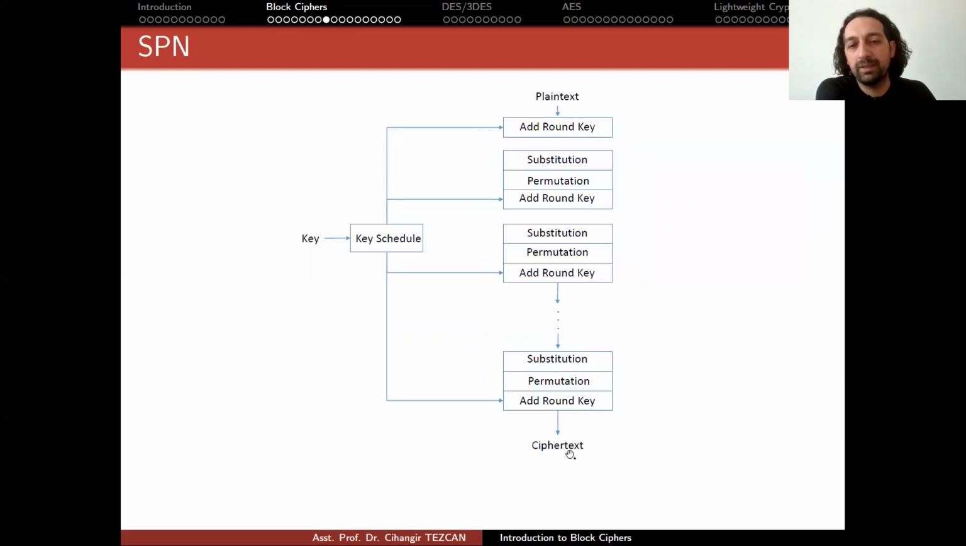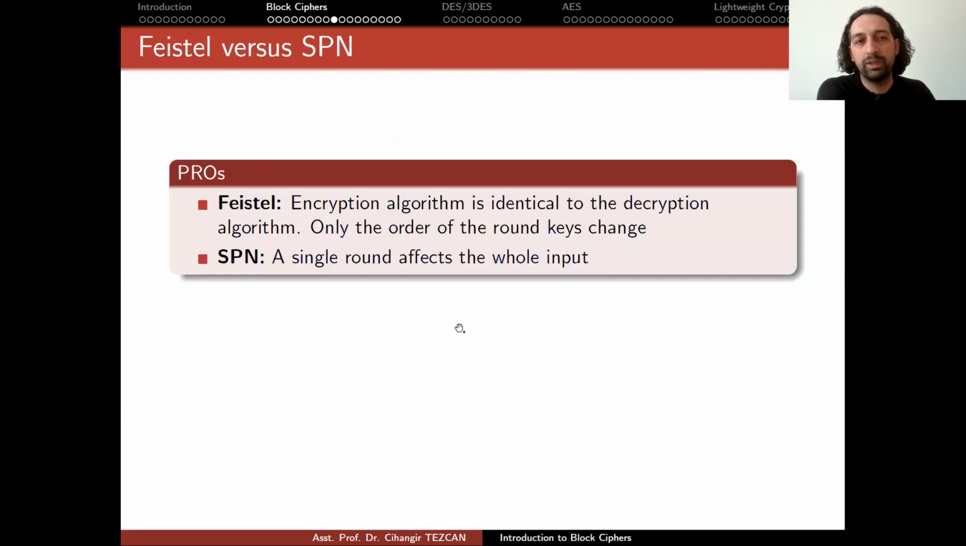But in the SPN, this is not the case, since you have to go back. You have to apply the inverse of the permutation operation. For instance, if your permutation is obtained by a matrix multiplication, then in the decryption part, you also need the inverse of the matrix. So this is why it might not be a good idea to use SPN when you have limited area and putting each function consumes more space.